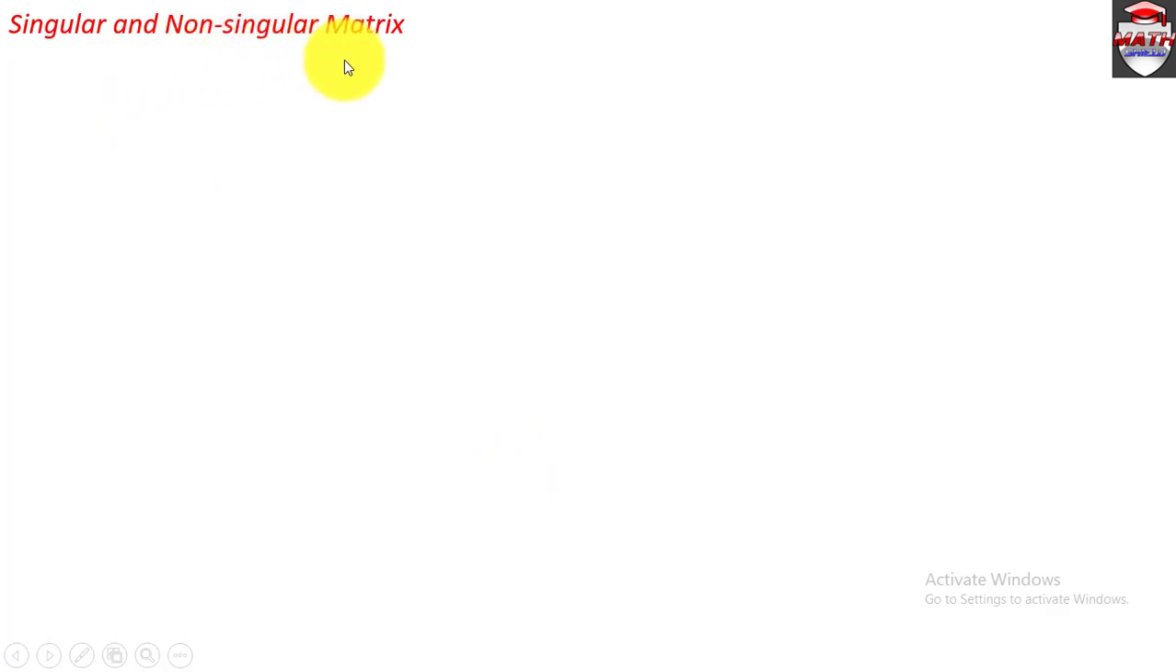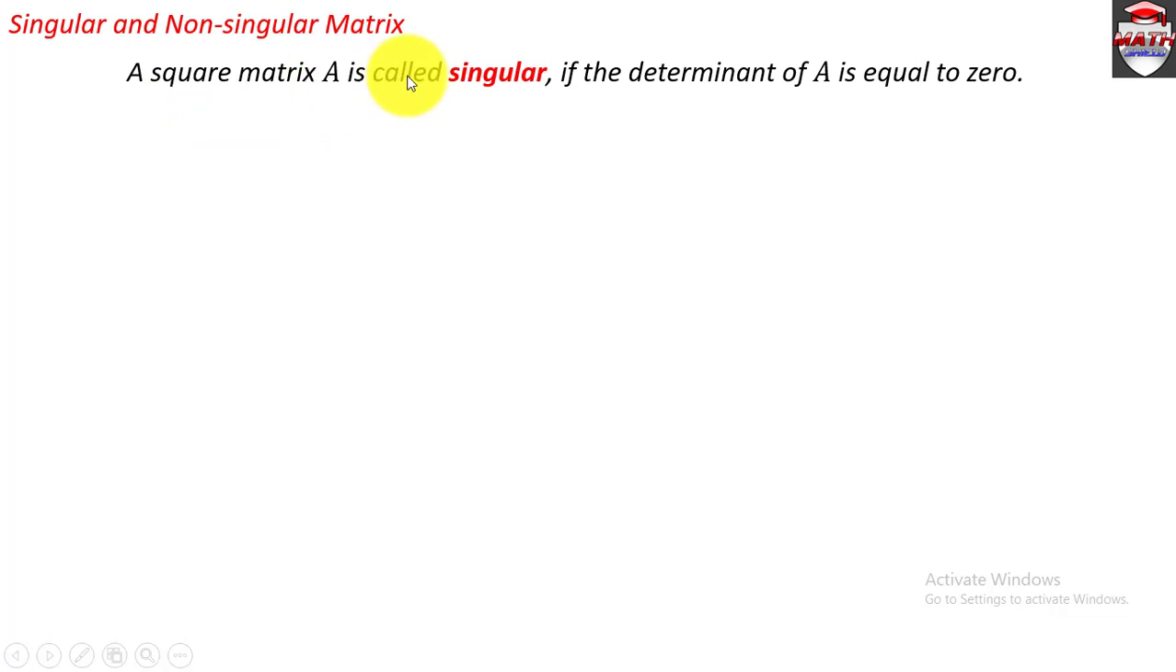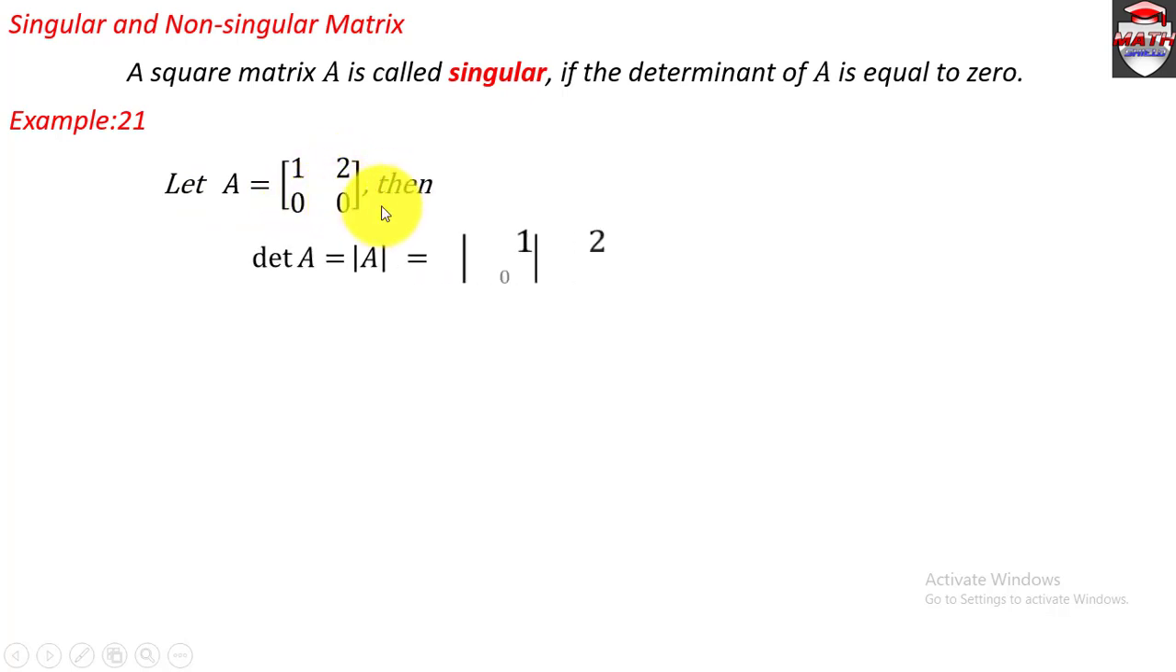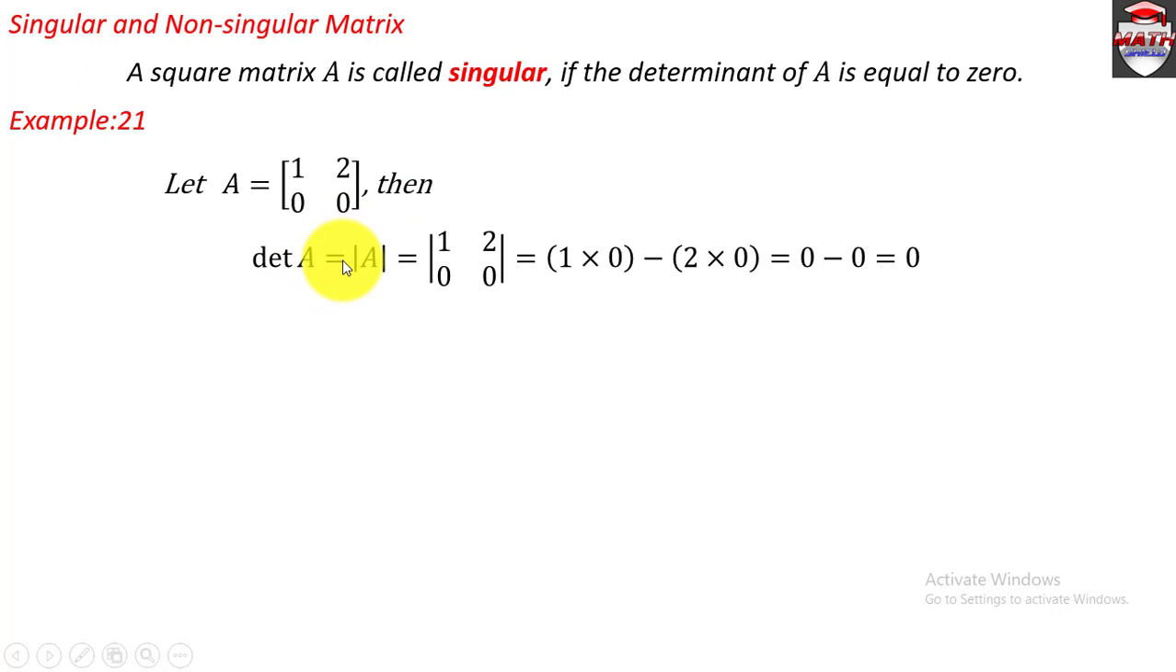Singular and non-singular matrix. A square matrix A is called singular if the determinant of A is equal to 0. Example: let matrix A be the matrix with elements 1, 2, 0 and 0. Then the determinant of A is the determinant of the matrix with elements 1, 2, 0 and 0, which is equal to 0. So matrix A is singular.